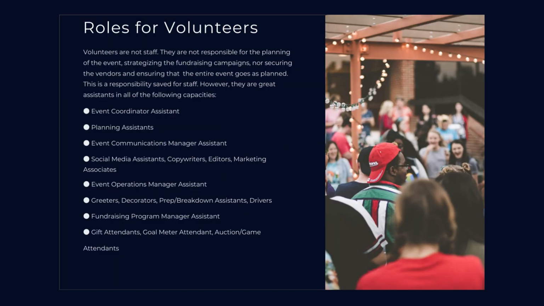Roles for volunteers. Roles that volunteers can play are not for staff. They are not responsible for the planning of the event, strategizing the fundraising campaigns, securing vendors, and ensuring the event goes as planned. This is a responsibility saved for staff.